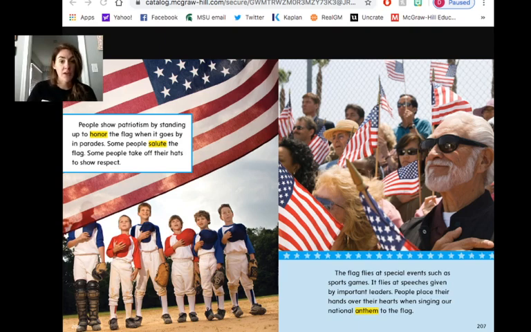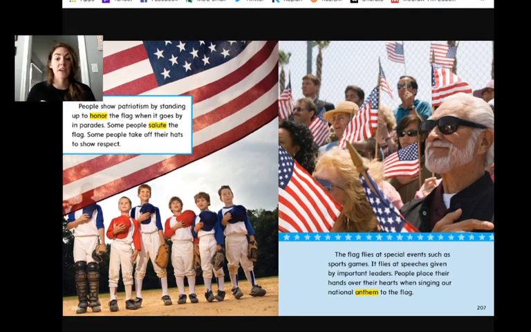In our first paragraph, it says, people show patriotism by standing up to honor the flag when it goes by in parades. Some people salute the flag. Some people take off their hats to show respect. On the other page here, the flag flies at special events such as sports games. It flies at speeches given by important leaders. People place their hands over their hearts when singing the national anthem to the flag. And we've got lots of our vocabulary words in there, right? All right, so let's see what we can pull out here.